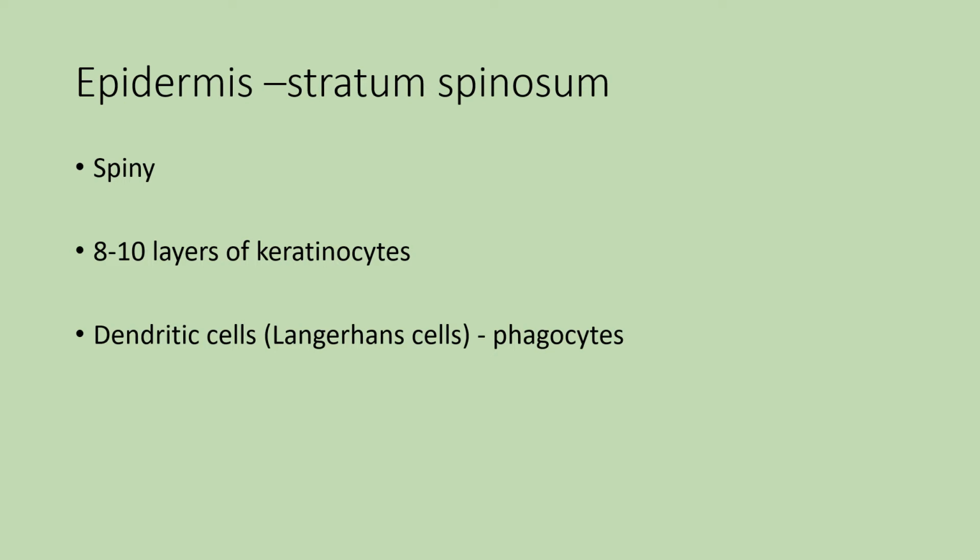The stratum spinosum means spiny. You have 8 to 10 layers of keratinocytes here. You also have types of cells that are called dendritic cells. The older name is Langerhans cells. These are phagocytes, meaning they're basically on the lookout for anything foreign, and they will engulf foreign material and damaged cells. It's a protection and cleanup crew.